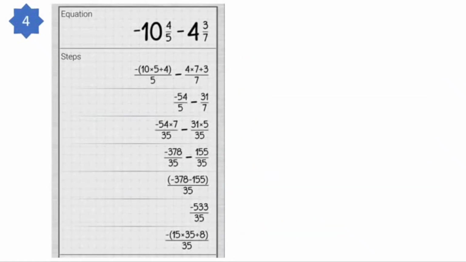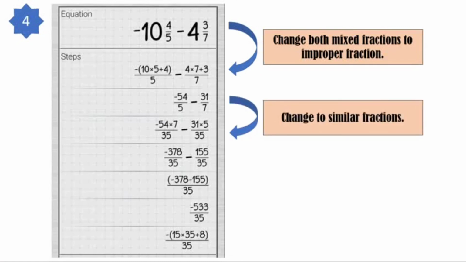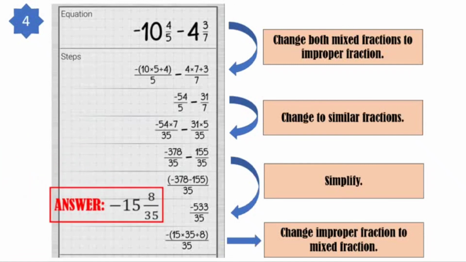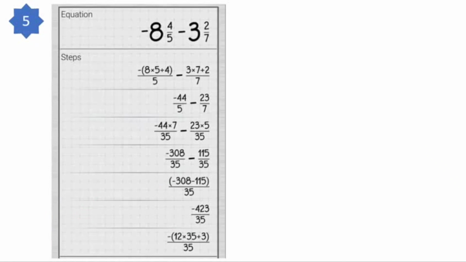Number 4, negative 10 and 4/5 minus 4 and 3/7. Change both mixed fractions to improper fractions. Change to similar fractions. Simplify. And change improper fraction to mixed fraction. Answer will be negative 15 and 8/35.